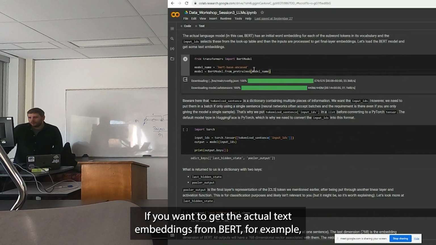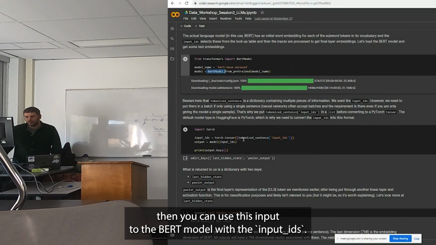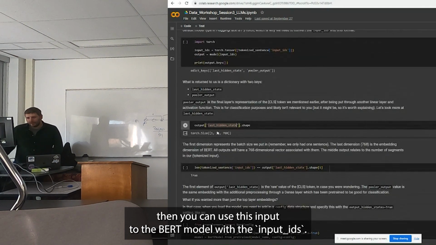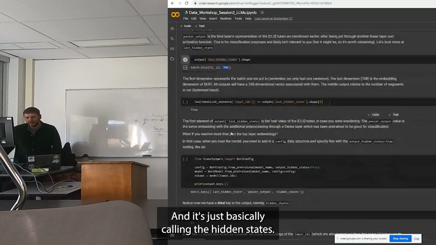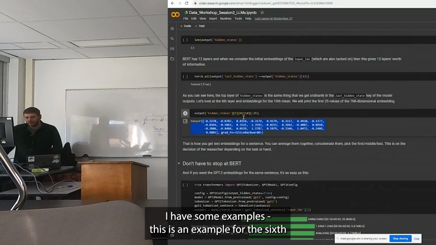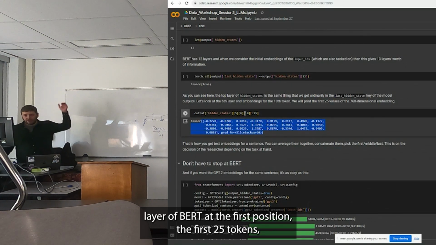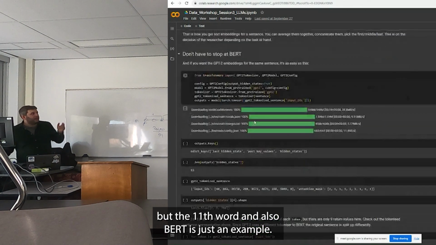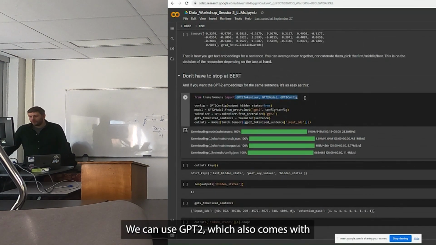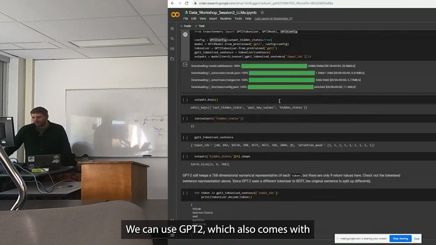If you want to get the actual text embeddings from BERT, for example, then we will use this. We put the text through the BERT model, get the input IDs, and it's basically called the hidden state. We have the 768-dimensional vector. I have some examples of this: the example for the 6th layer of BERT at the first position, the first 25 tokens, but it's the 11th word.